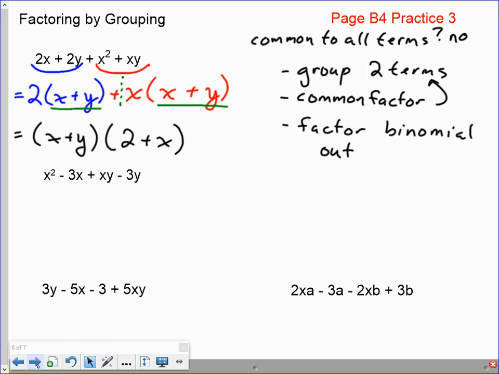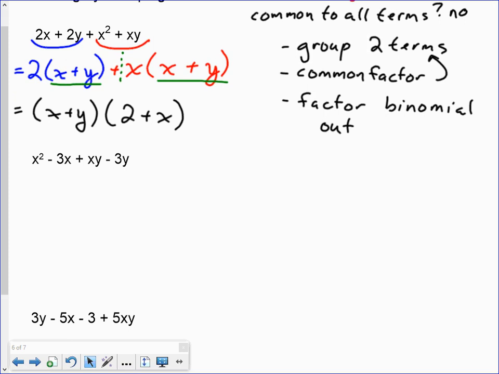So let's look at another example here. We've got x squared plus 3x plus xy minus 3y. Okay. X squared minus 3x plus xy minus 3y. Is there anything common to all 4 of those terms? No, there is not. So let's do our grouping. We're going to group our first 2 terms together, and we are going to group our second 2 terms together. And we're going to look at those blue terms there, and we're going to common factor. What is common to those 2 terms?